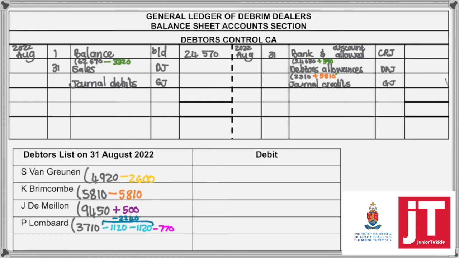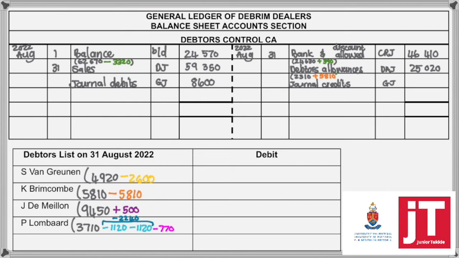And then the only thing that is left over is to get your final amounts. So if nothing changed, you copy paste the amount from your question paper. So the opening balance was given as 24,570 and nothing changed. So you put the same amount. Then you do your bracket calculation for sales and you get 59,350 rand. Journal debits didn't change, so you put the same amount, 8,600 rand. Then on the credit side, bank and discount allowed did not change, so you put the same amount, 46,410 rand.